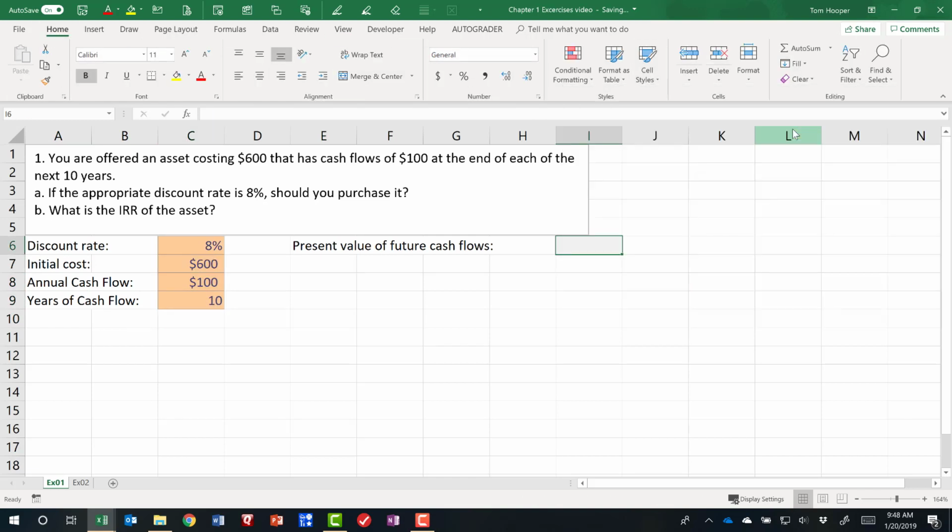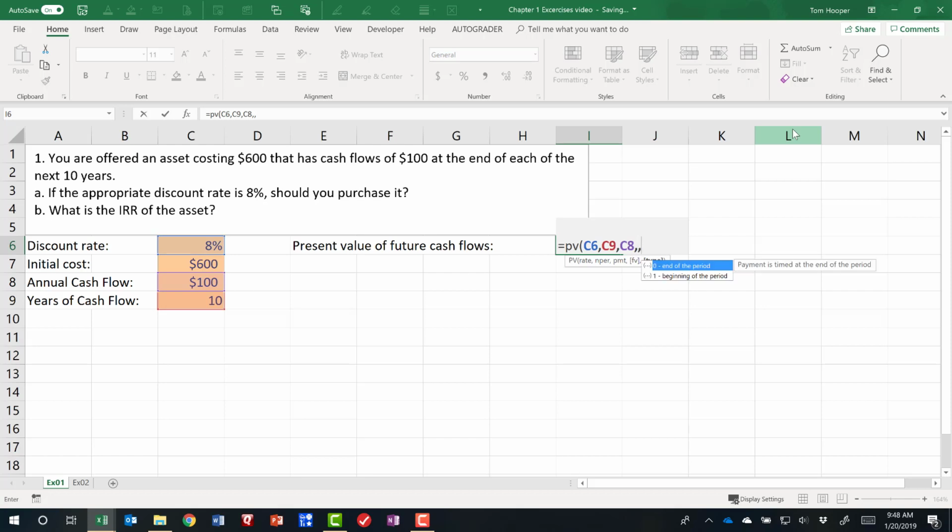So perhaps the most straightforward way to approach this problem is to calculate the present value of the future cash flows using the PV function. We know the discount rate. We know the number of payments. We know the size of each payment. We know that there's no ending value, so I'll just hit comma and move on to type. And we can either omit this and PV will assume it's at the end of the periods, or we could type a zero to tell it at the end of the periods.